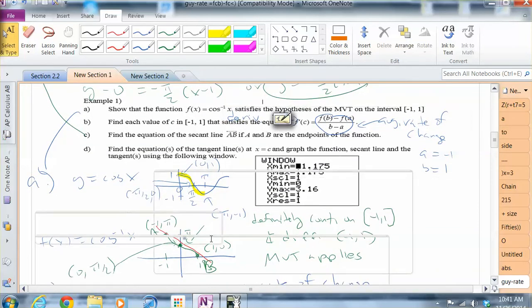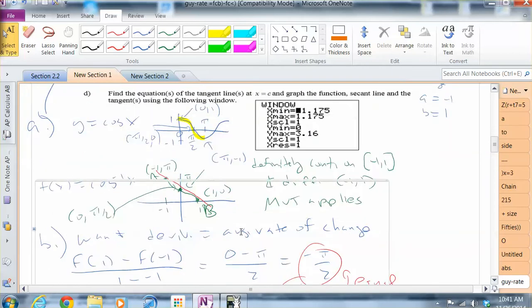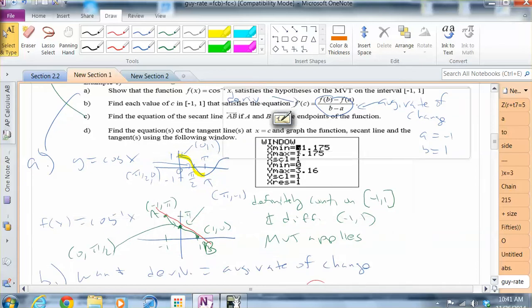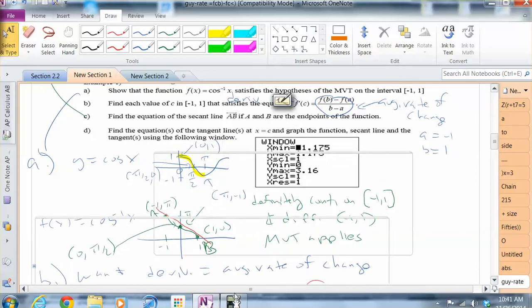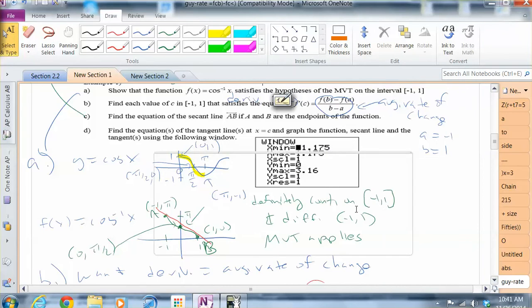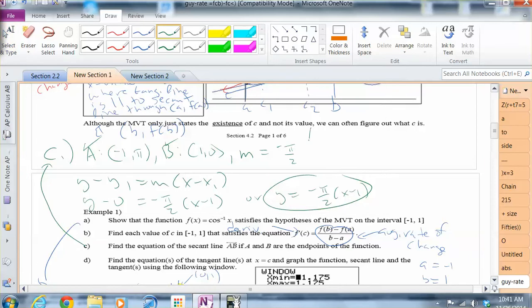It looks like it would cross the y-axis at positive pi over 2, because that would be, I guess, our y-intercept, and the slope is negative. So that's part C. Now part D, you're asked to find the equation of the tangent line x equals c and graph it with the secant line and the tangent using the following window that we see right here. And so we'll use this calculator app right here. But before I do that, let's find the equation of the tangent line.